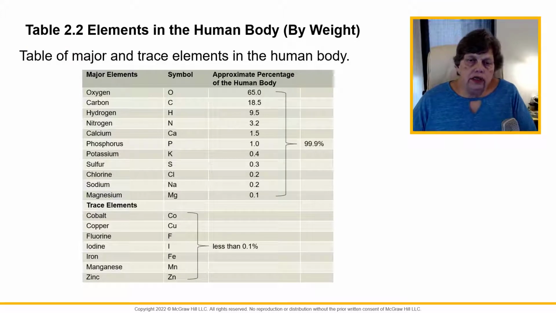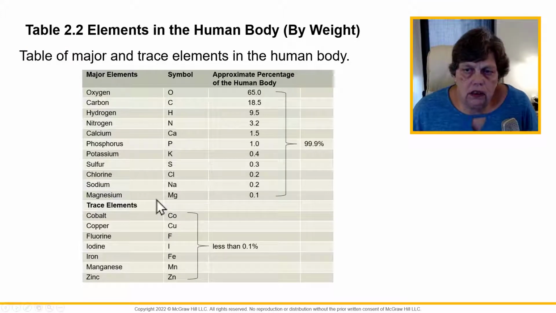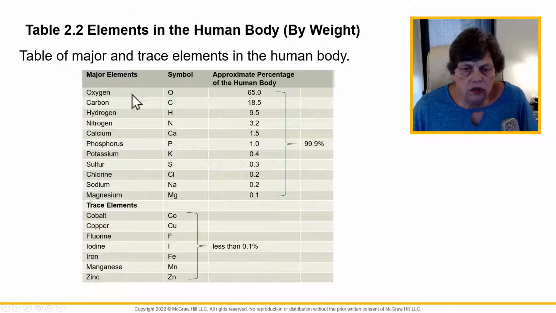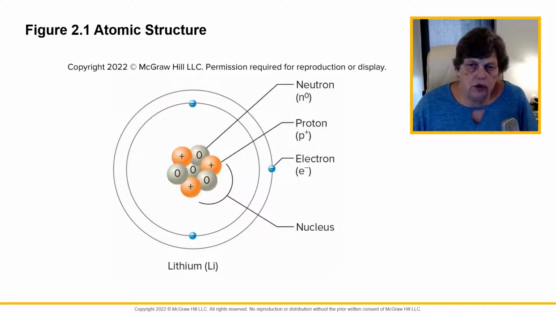All right, so these are some of the major elements that we have in the human body, and we talked about our CHONPS. We have to have calcium and phosphorus and some of these other things that you'll be introduced to throughout anatomy and physiology, and that makes up most of the body. And then we have these trace elements that are important for certain processes that we're going to be doing.